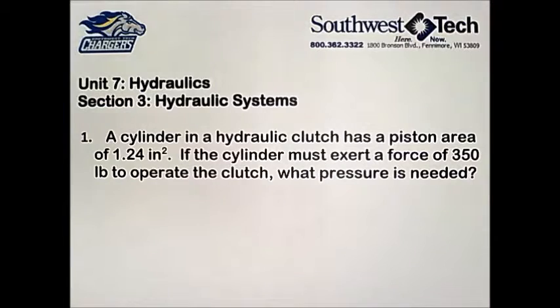This homework solutions video is for Science and Mechanics, Unit 7 Hydraulics, Section 3 Hydraulic Systems. Number 1. A cylinder in a hydraulic clutch has a piston area of 1.24 square inches. If the cylinder must exert a force of 350 pounds to operate the clutch, what pressure is needed?